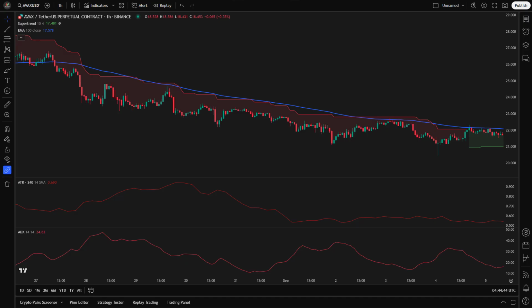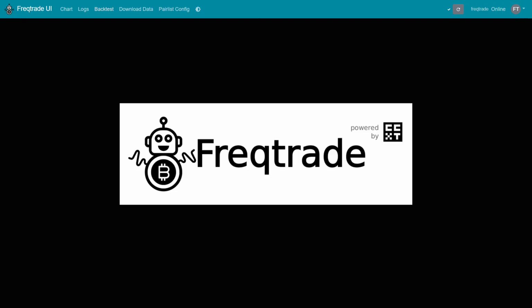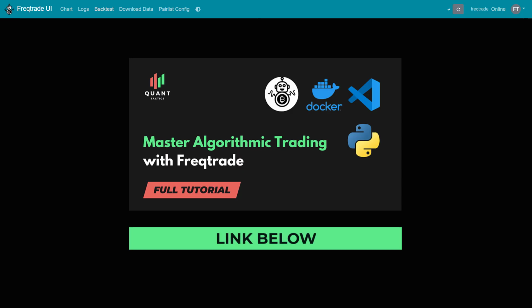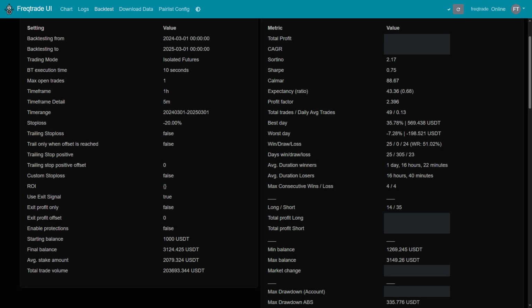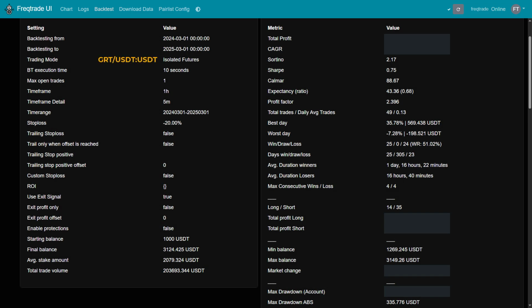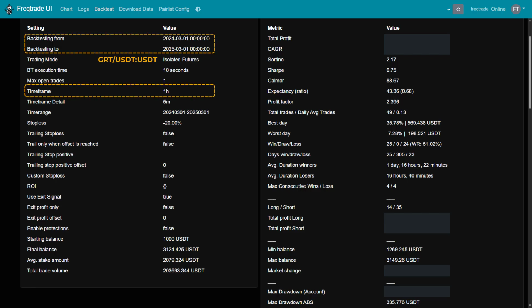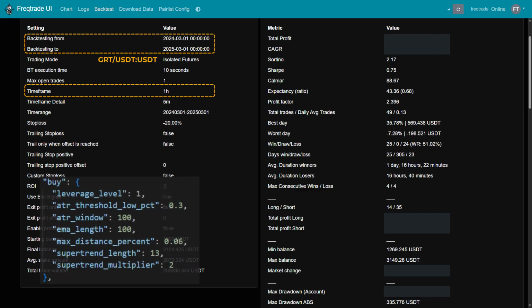Now that we've covered the strategy in detail, let's dive into the backtesting results and see how it actually performs. We've optimized this strategy using Freqtrade, a powerful open-source crypto trading bot built in Python. If you're curious to learn more or want to build your own strategy, check out the Freqtrade course, linked in the description below. For this backtest, we used GRT perpetual futures on a 1-hour time frame, covering the past 1 year of data with our optimized settings.